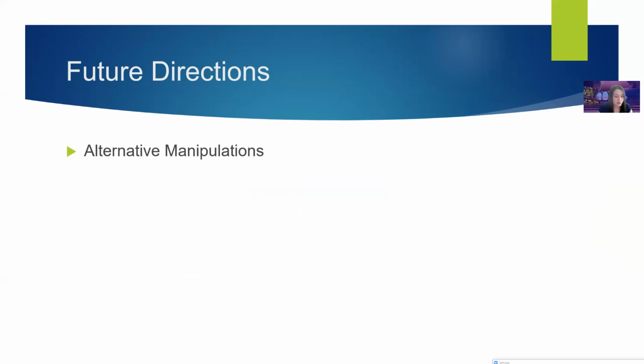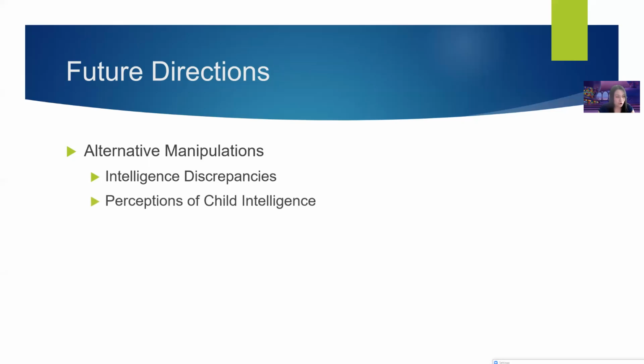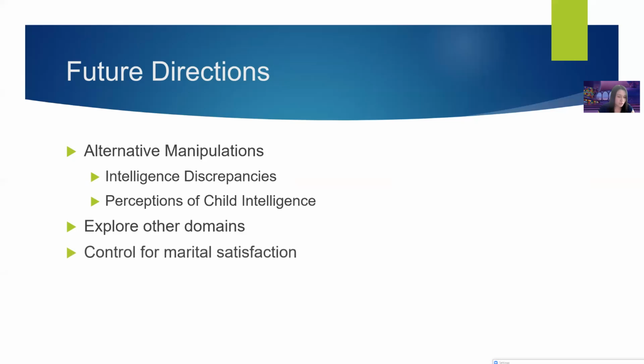Other future directions that we think would be beneficial are the use of alternative manipulations. So ensuring that our intelligence discrepancy actually manipulates parents' discrepancies. And for our perception of child intelligence manipulation, possibly using an above instead of below average comparison to address the possibility that empathy played a role this time around. And then, of course, for our prompts to focus parents in on just the one child. As I said before, it would be really cool to explore other domains to see if what we found is uniquely related to intelligence or if discrepancies in other domains produce similar results. And in future studies, we would like to control for marital satisfaction, in case it affected any effects that our independent variables may have had.